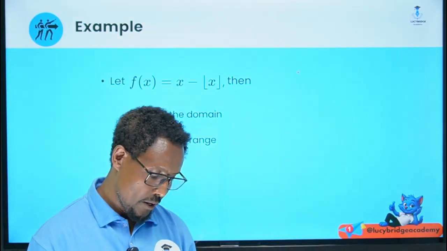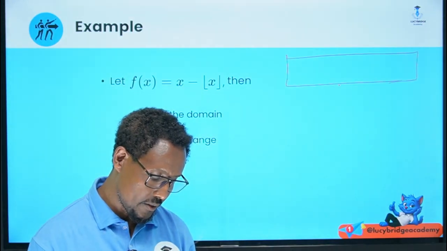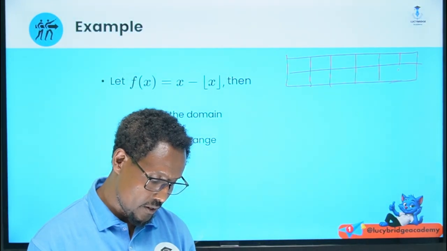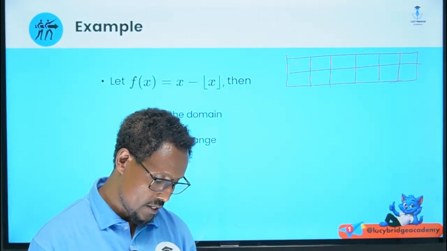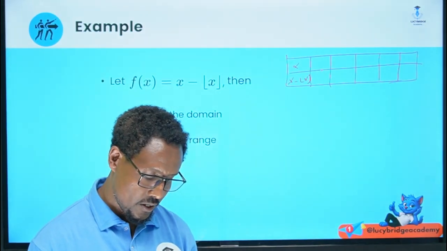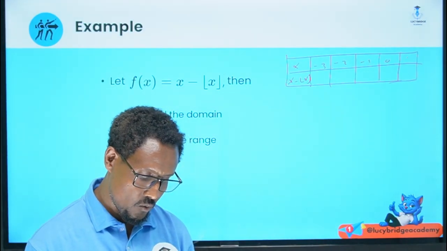For example, prepare a table. This is x and this is x minus floor of x. So when x is minus 3, minus 2, minus 1, 0, 1 and 2.